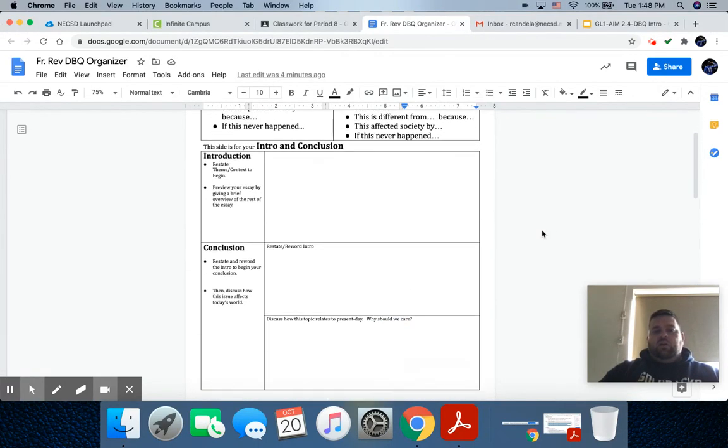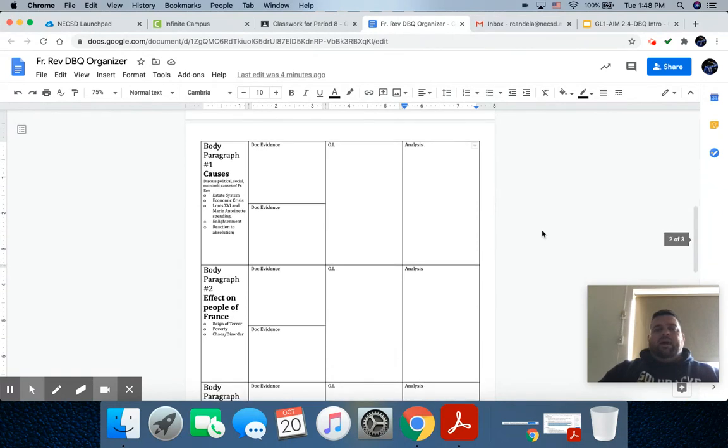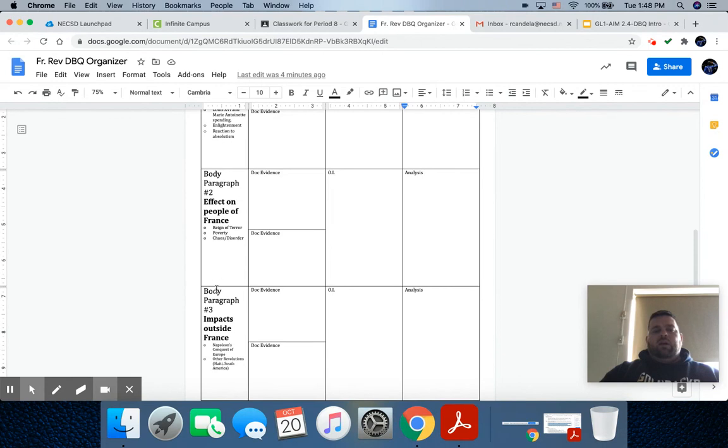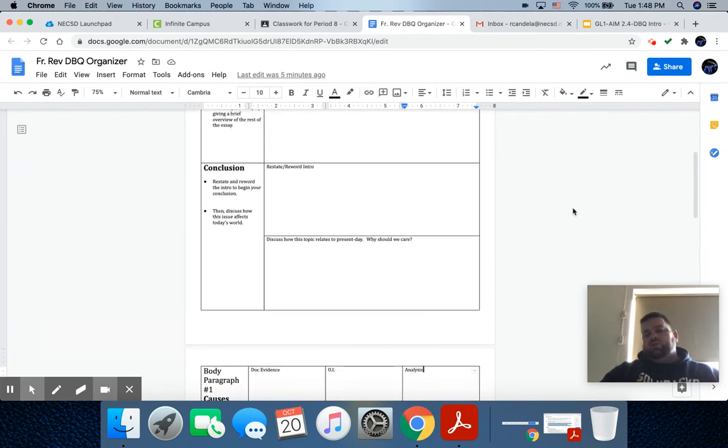If not, good luck. And when we come back tomorrow, we will continue with the graphic organizer, and we will talk about body paragraphs 2 and 3, as well as the conclusion. So just to recap, make sure you do the intro box, make sure you do the body paragraph 1 section, and make sure you submit it, even though it's only half full, okay?